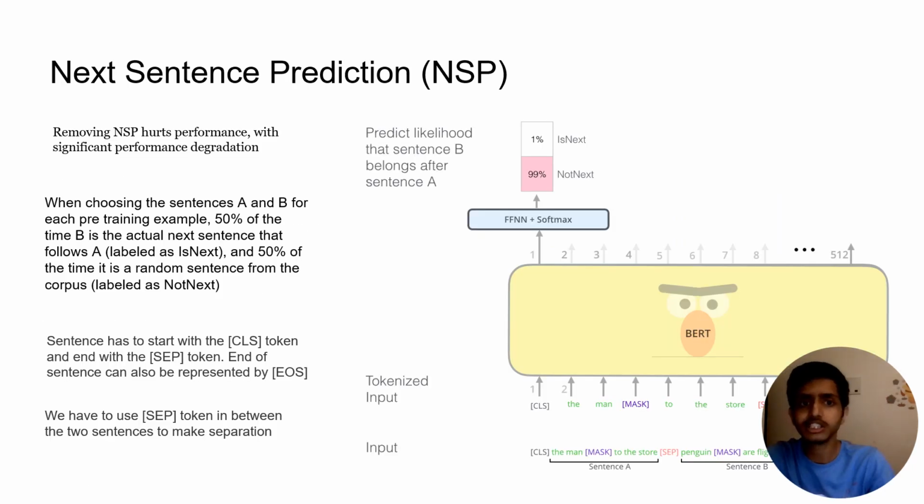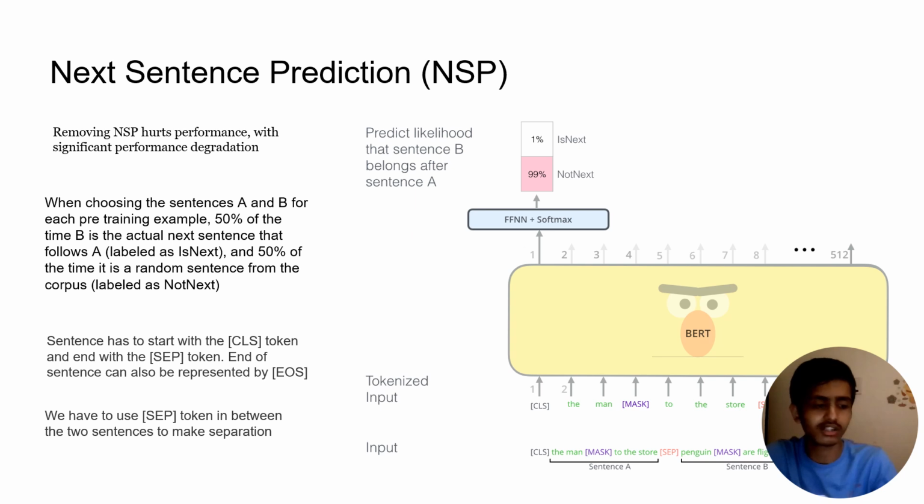For the next sentence prediction, NSP objective, two sentences A and B were given. There was a 50% chance that B was the actual sentence following A, which was labeled as is next, and a 50% chance that B was some random sentence chosen from the corpus. It was labeled as not next.